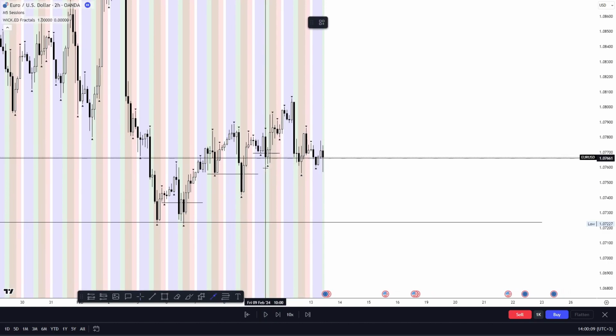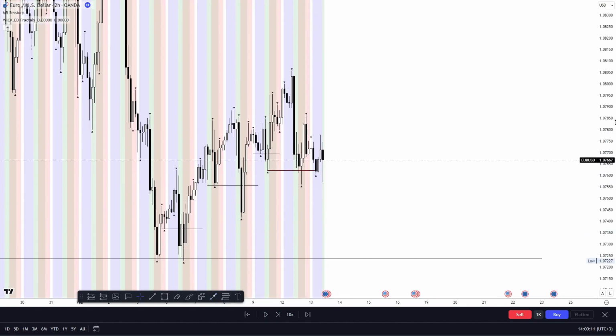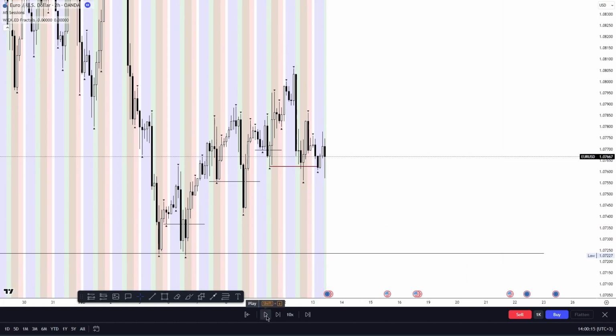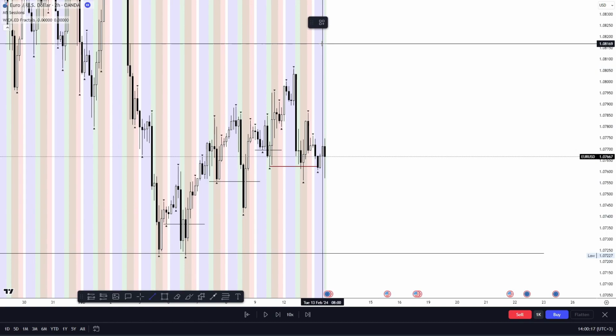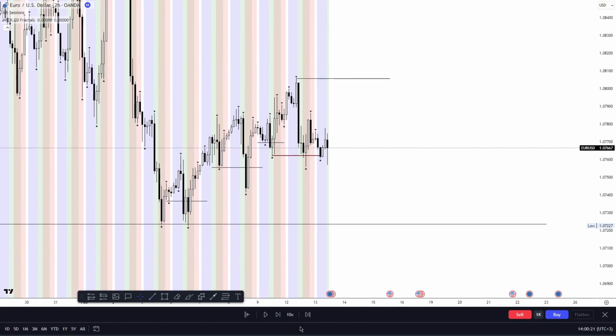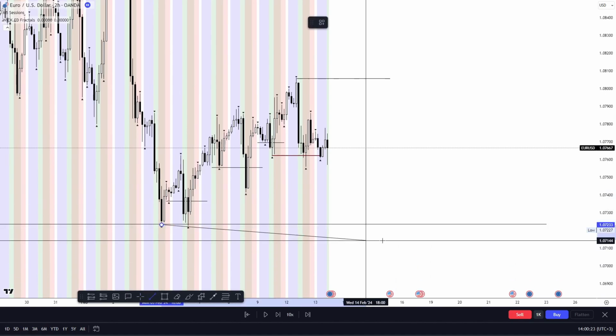So here the market gives me a flip, and now I'm interested only in shorts, and I can put my stop loss behind this pool of liquidity, and I will target this low.